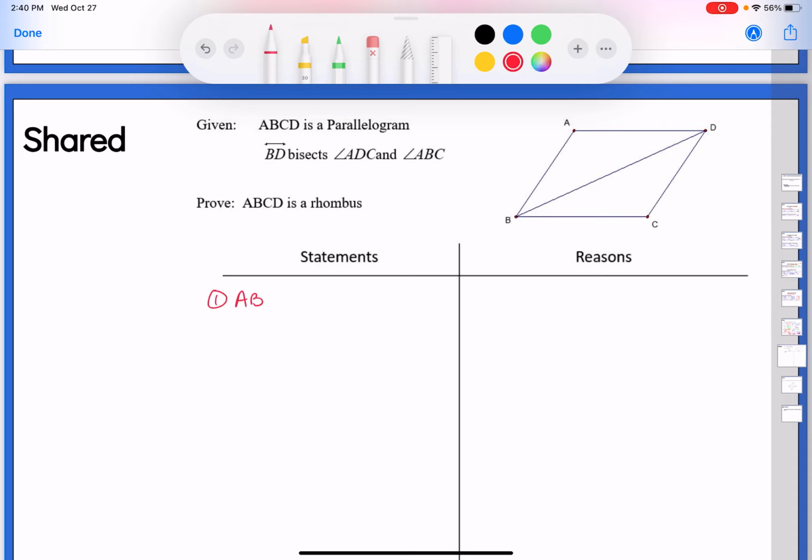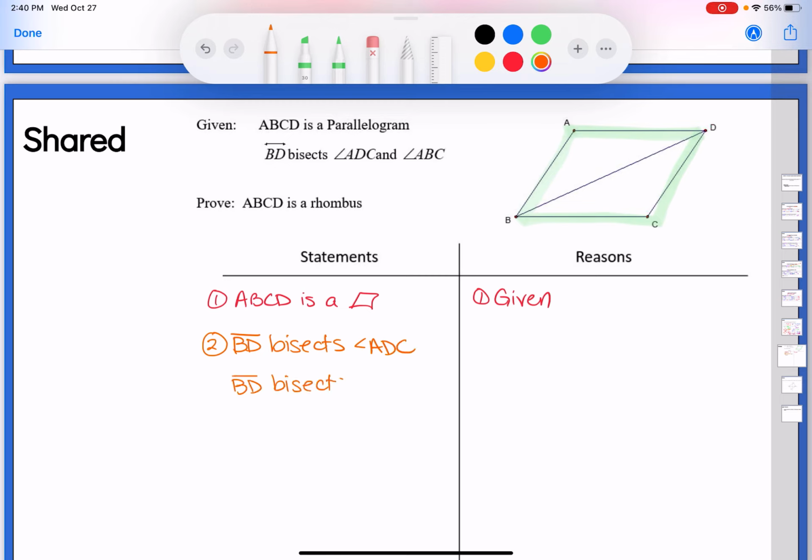First step says that ABCD is a parallelogram, given. So I know my big shape is a parallelogram. I know that for sure. All right. Step 2, segment BD bisects angle ADC, and BD bisects angle ABC. Now you could put that all together just like they have it in the given, but this kind of helps me wrap my brain around it a little bit better.